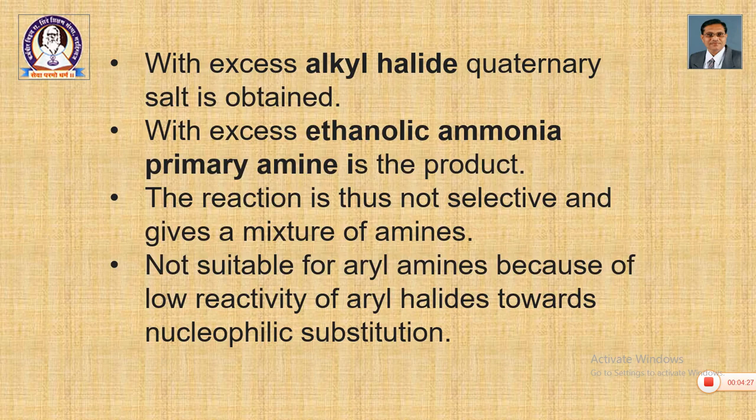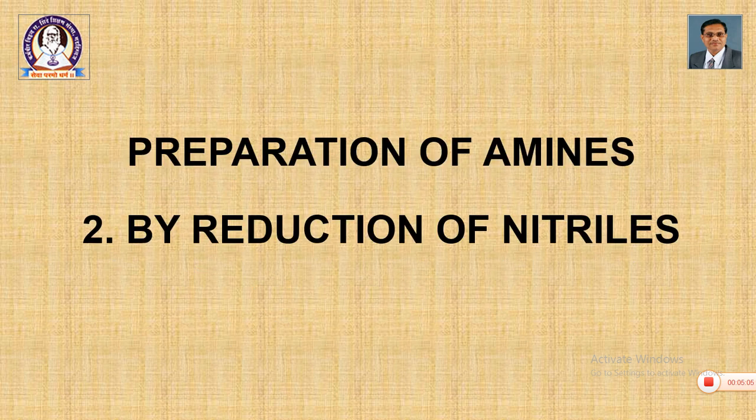The reaction is thus not selective, because it gives a mixture of different amines: primary, secondary, tertiary and quaternary. It is also not suitable for preparing aryl amines, because of the low reactivity of aryl halides towards nucleophilic substitution. So prominently this is for aliphatic amines. We get a mixture of different amines, and if our interest is to get a particular amine in excess, then you have to monitor the stoichiometry, that is the proportion of alkyl halide and ammonia, to get the desired product. So this is regarding the first method.